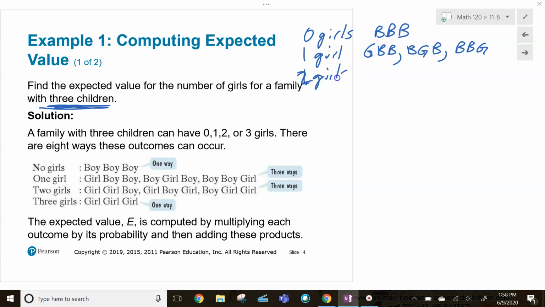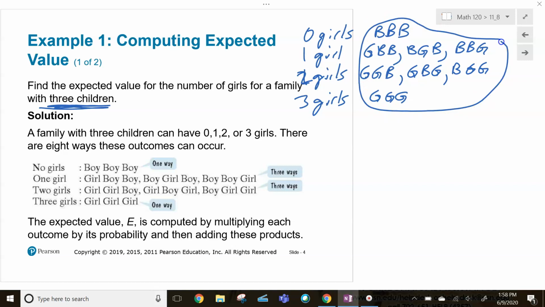How about two girls? You could have girl, girl, boy; girl, boy, girl; or boy, girl, girl. Those are the ways that you could have two girls. How many ways could you have three girls? There's only one way: girl, girl, girl. So it looks like we've got 8 ways to have three kids.